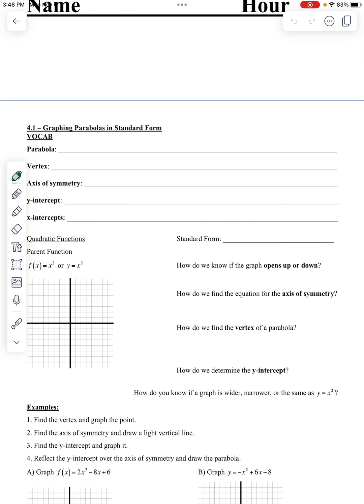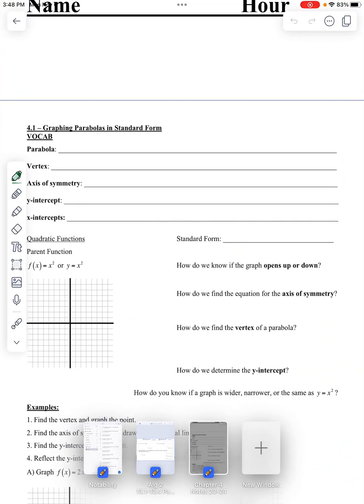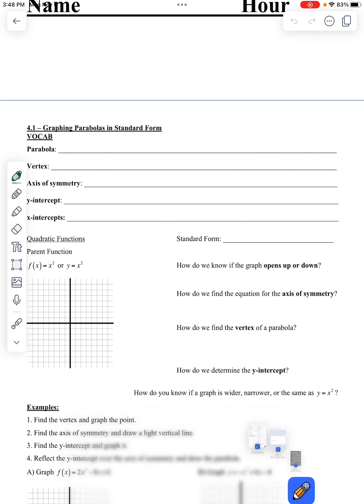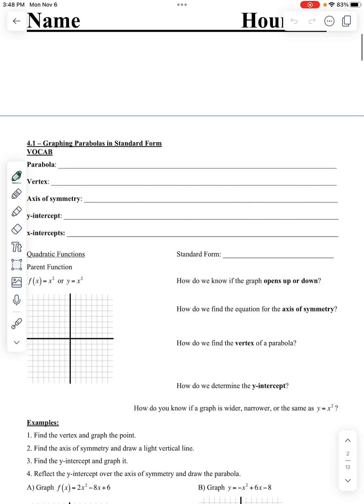We are going to be studying parabolas, and I have no idea why I don't have any tools on my Notability. Oh, because they're hiding over here. Wow, I'm not that smart.